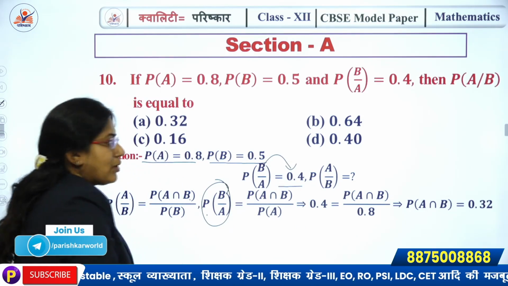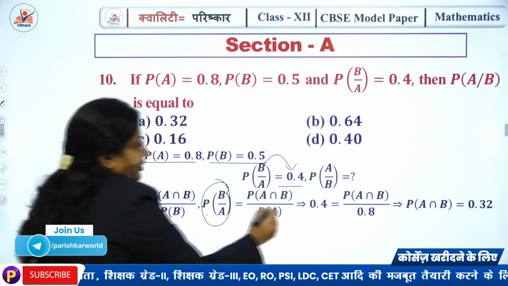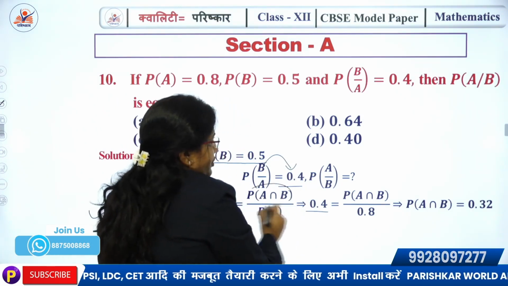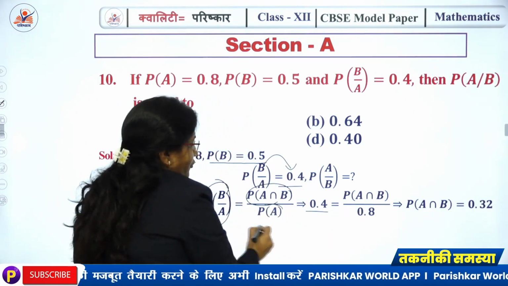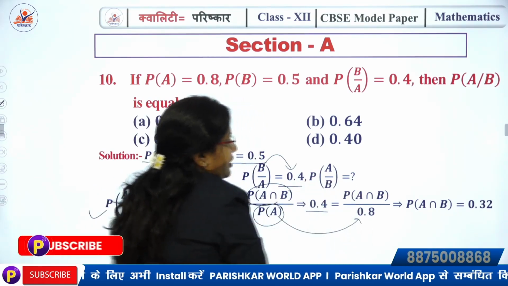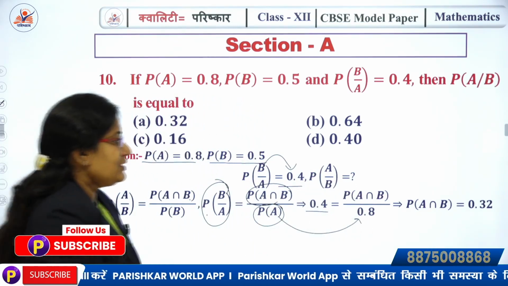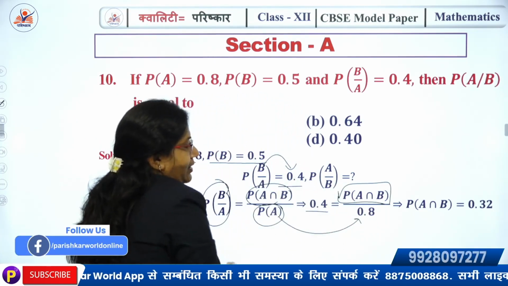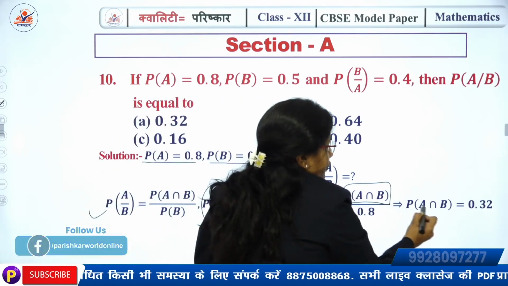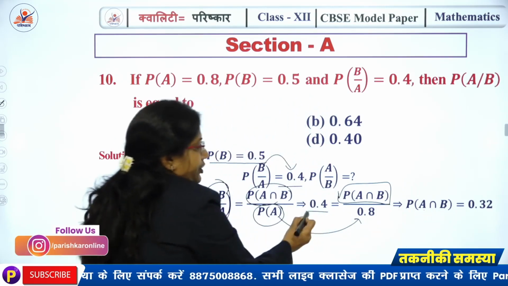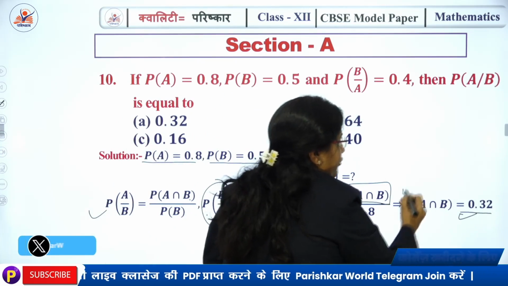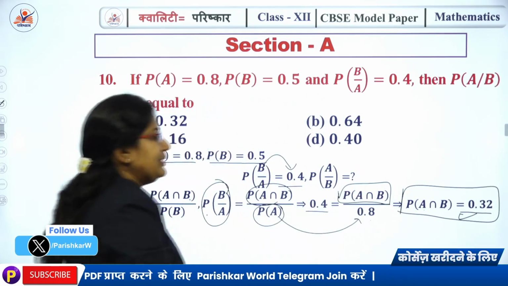Put the value of probability of B by A, 0.4, here. Then probability of A intersection B upon probability of A, that means 0.8. We can calculate from this equation probability of A intersection B by cross multiply. You can see the probability of A intersection B is 0.4 into 0.8, that means 0.32. We have the probability of A intersection B.